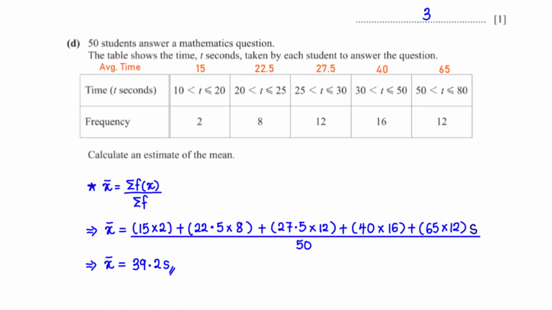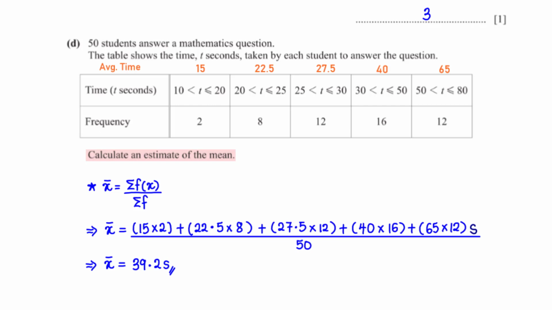50 students answer a mathematics question. The table shows the time t seconds taken by each student to answer the question. Calculate an estimate of the mean. The mean is equal to sigma f of x, which represents the total time taken by the students to answer the question, divided by sigma f, which is the total number of students who answered the question.